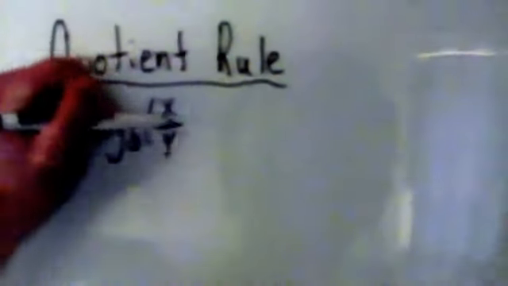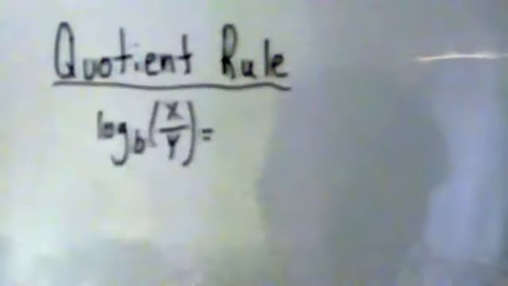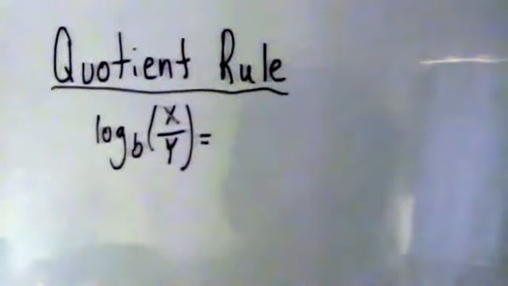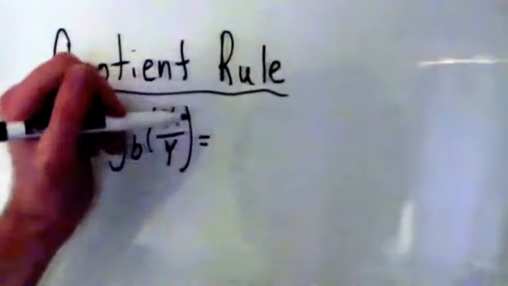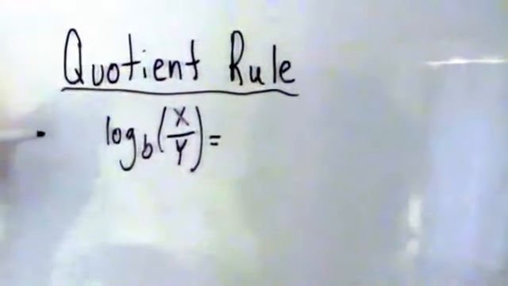The quotient rule says that the logarithm of the quotient of two variables, or log base b of x over y, is equal to the difference of the logarithms of those two separate variables, or log base b of x minus log base b of y.